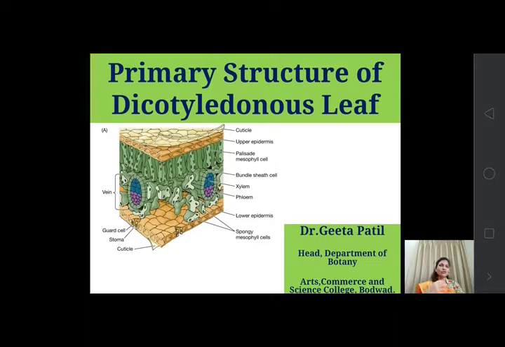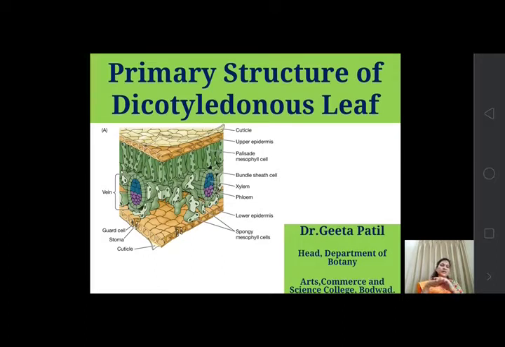In case of root and stem, the outermost covering is only a single epidermal layer. But the leaf has a dorsiventral structure. That means it has two surfaces, the dorsal surface and the ventral surface, because it is a dorsiventrally flat structure. So it has an upper covering and also a lower covering, so it has two epidermal layers.